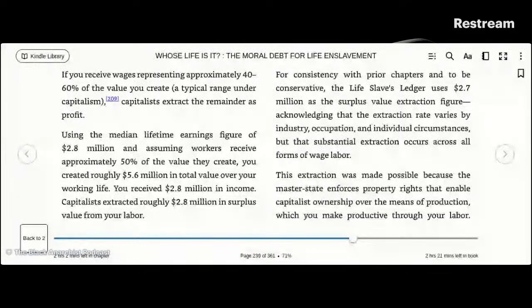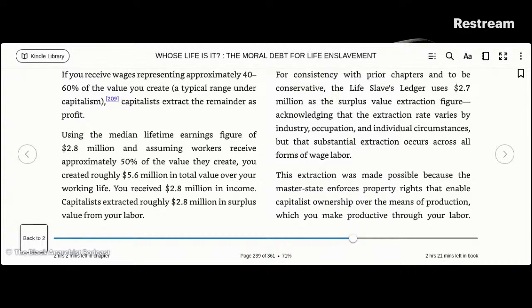For consistency with prior chapters and to be conservative, the Life Slave Ledger uses 2.7 million as the surplus value extraction figure, acknowledging that the extraction rate varies by industry, occupation, and individual circumstances, but that substantial extraction occurs across all forms of wage labor.